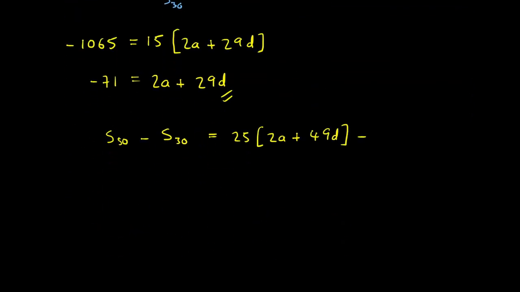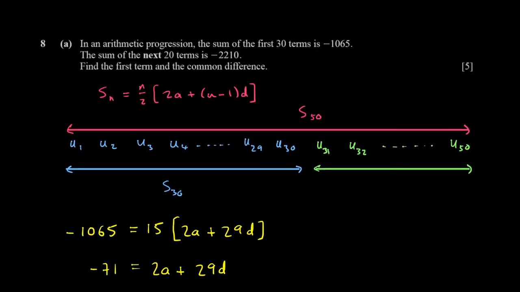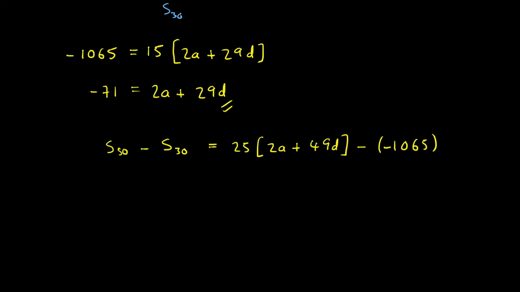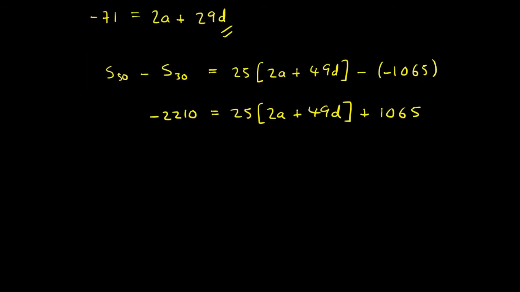So this is minus 1065, right? Because that is the sum of the first 30 terms. And we are told that this difference is equal to negative 2210. All right, so I'll write that there. This is equal to negative 2210 is equal to 25 times 2a plus 49d minus, so that's plus 1065. Okay, so now I've just got to rearrange a little bit.